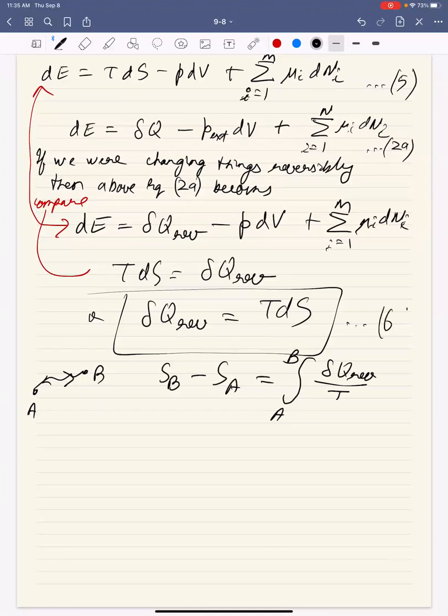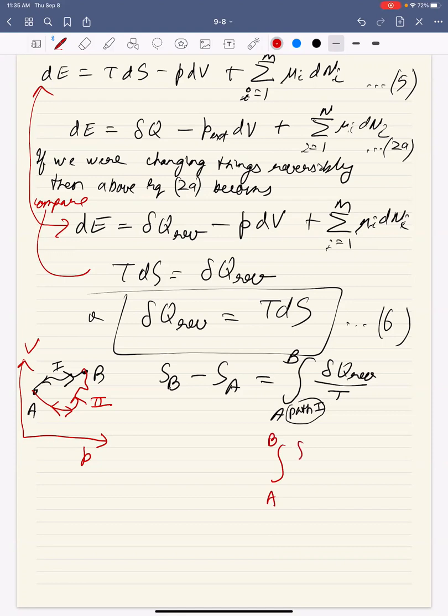And why is this equation so fascinating? I will call it equation number 6. Let's say you did it along path 1, this path, okay, path 1. Now let's say I have another path that goes from A to B along this direction, and I call it path 2. This is also reversible, okay? And anytime I draw things, I should specify what my coordinates are. Let's say this is pressure, volume, some properties, okay? If I was to calculate the integral from A to B of delta Q reversible by temperature along path 2, would it be the same or different? The same. Why? Because entropy is a state function. That's kind of amazing, right?